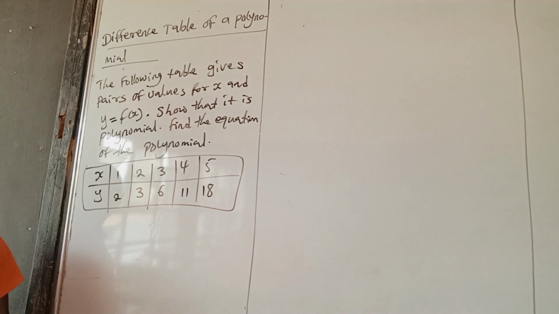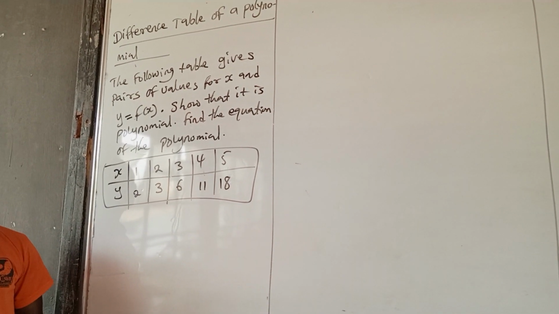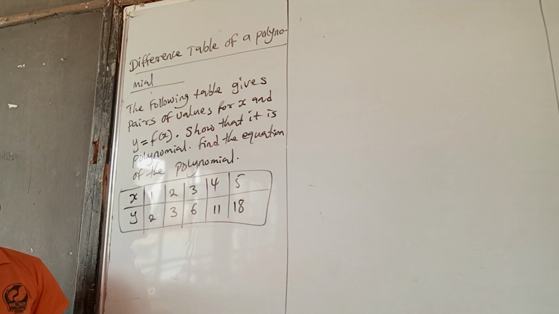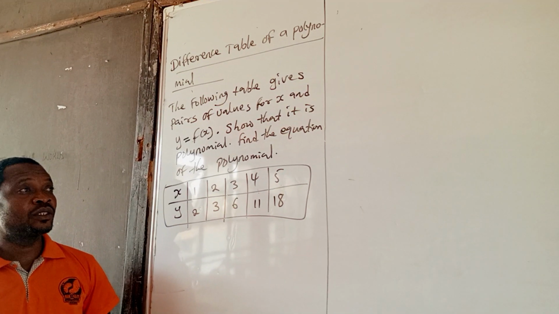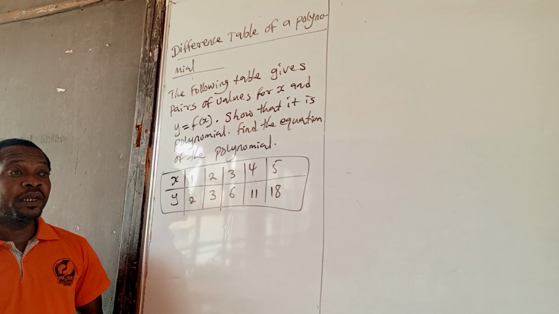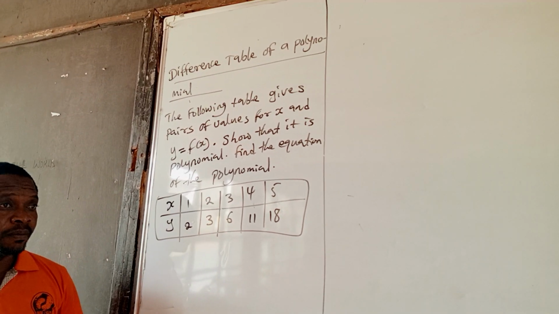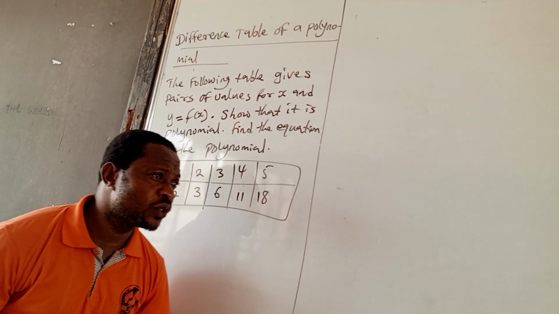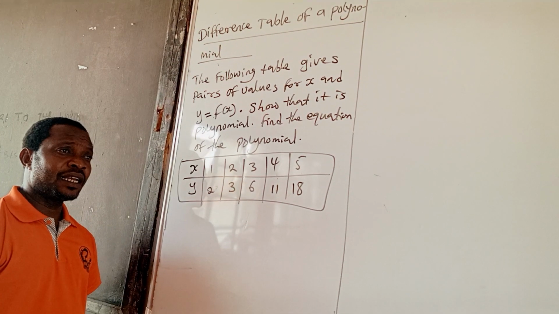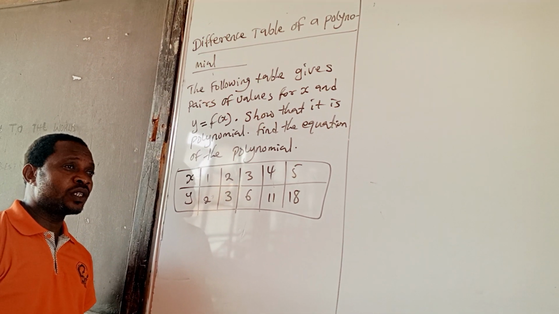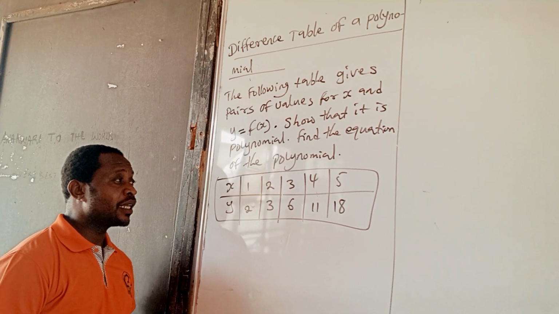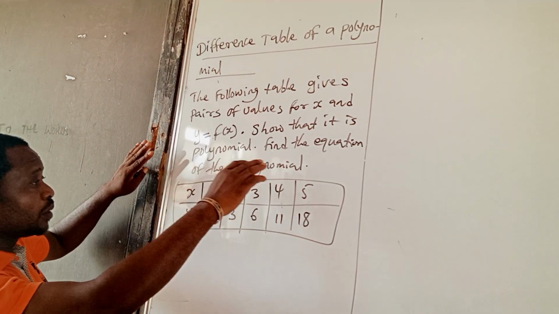Difference table of a polynomial. This is one of the topics in mathematics, a branch of mathematics known as numerical method. This difference table, we use it to check whether a particular equation is correct. Because normally, how to form this table?